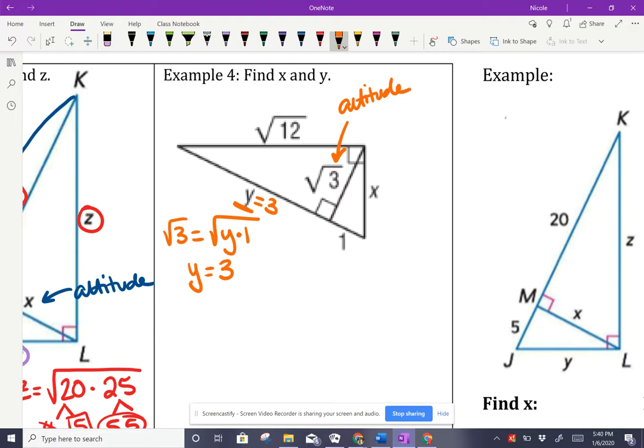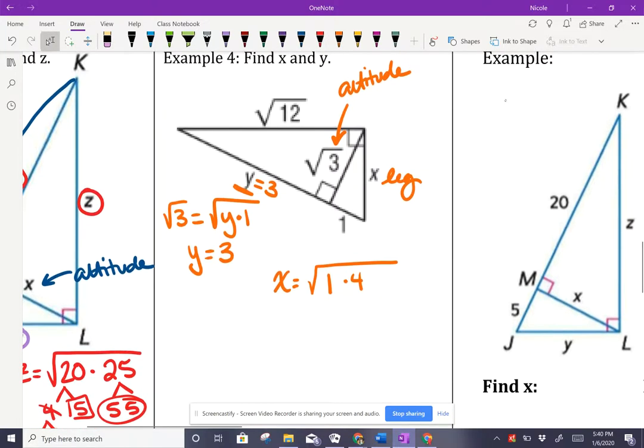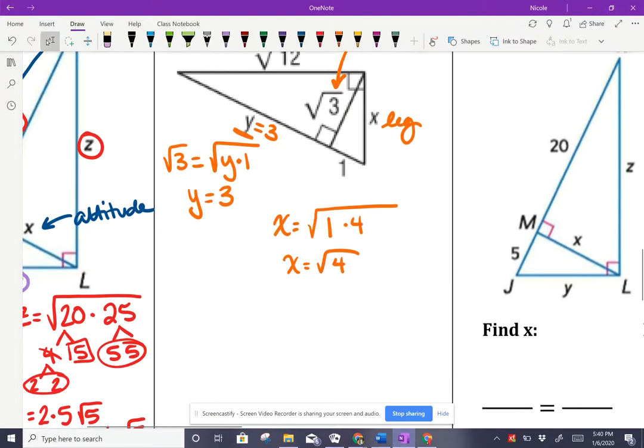So now I can go about finding x. X is a leg. So remember, in order to find the leg, I take the geometric mean of the side that's adjacent, which is 1, and the entire hypotenuse. One piece of my hypotenuse is 1, another piece is 3, so the grand total is 4. 1 times 4 is 4, and the square root of 4 is 2. So x is equal to 2.